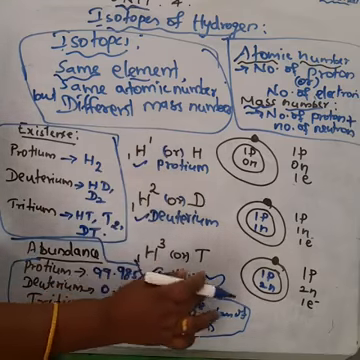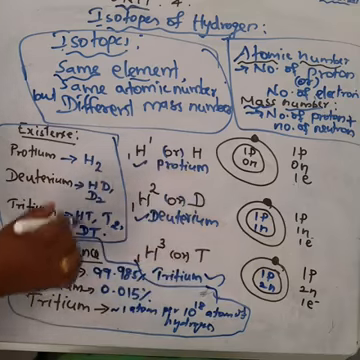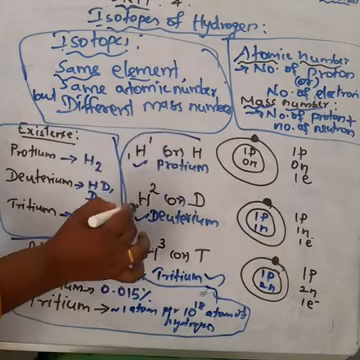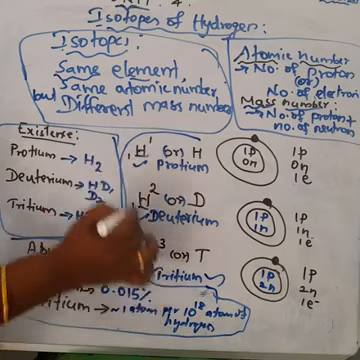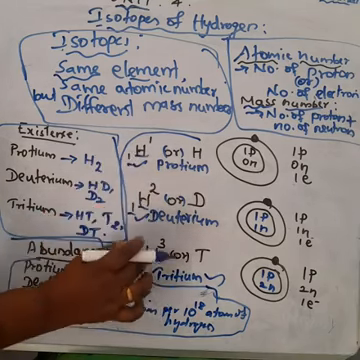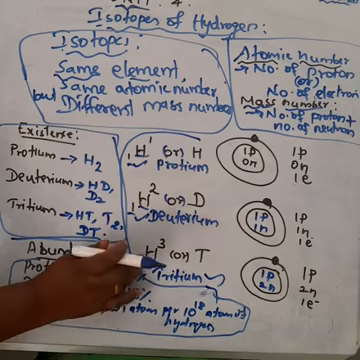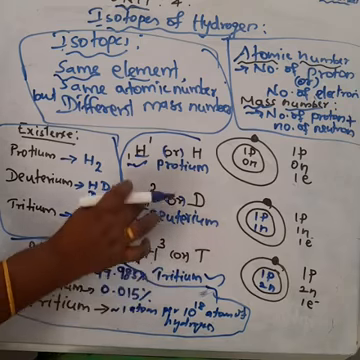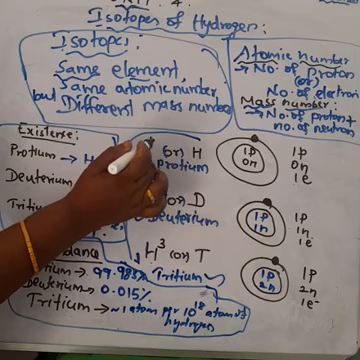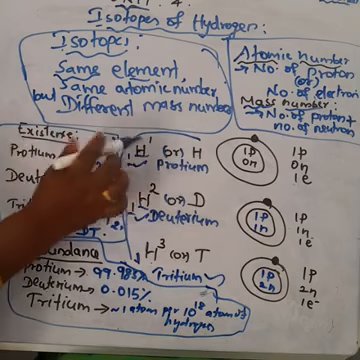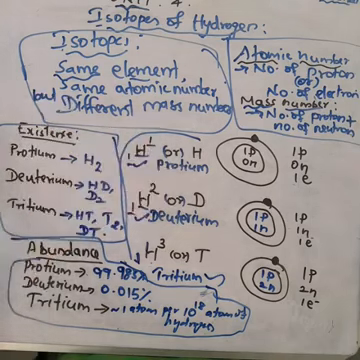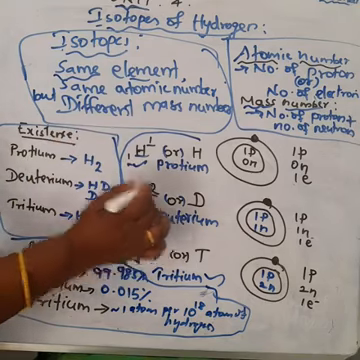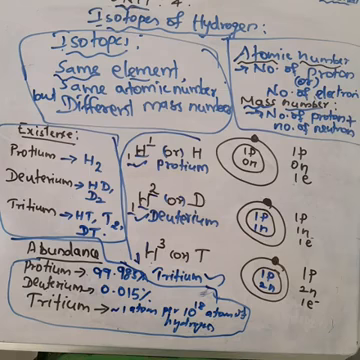All 3 isotopes have the same atomic number, that is 1, but only the mass number differs. Here, for protium, that means hydrogen, what is the mass number? Only 1. For deuterium, the mass number is 2.